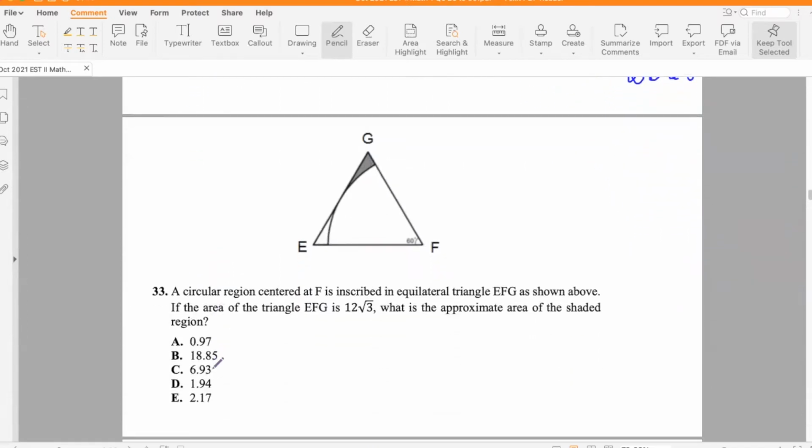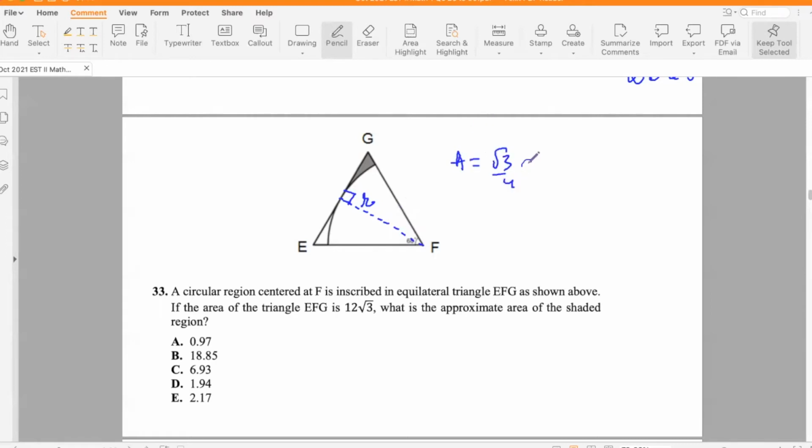A circular region centered at F is inscribed in equilateral triangle EFG as shown above. If the area of the triangle is 12 root 3, what is the approximate area of the shaded region? Okay, so the radius of this circular region will be the height of the equilateral triangle. And what is the area?